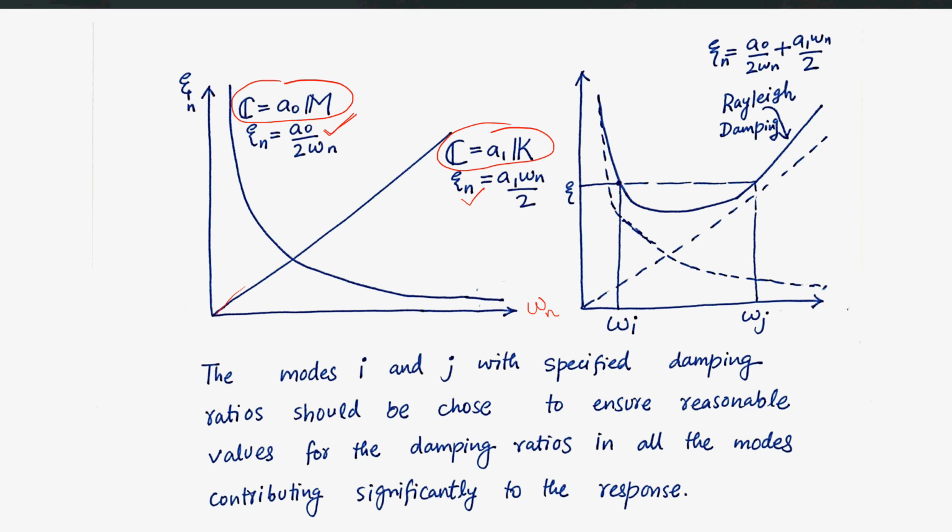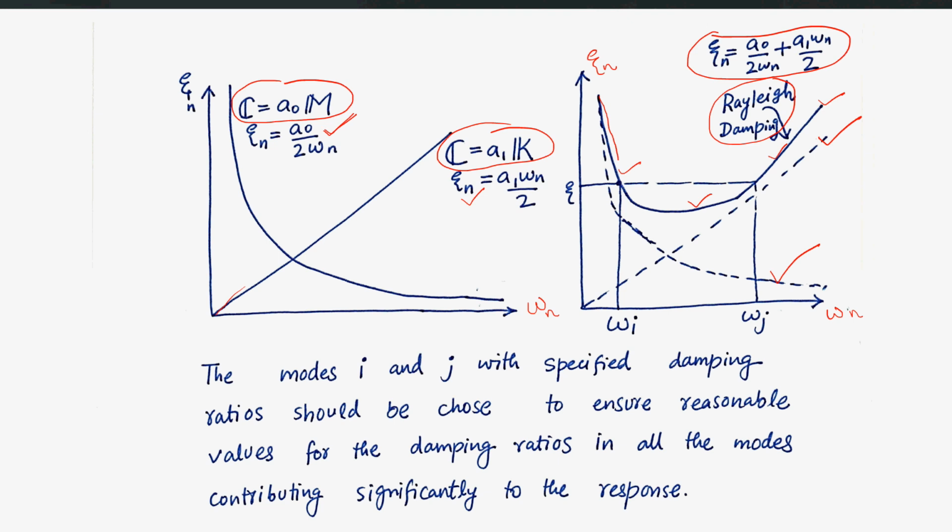But if you add these two, which gives you the Rayleigh damping, in that case the modal damping will be this. So if you plot this term with xi n on the y-axis and omega n on the x-axis, you will get this solid line. The dotted lines show the two components. This one is the mass proportional damping and this one is the stiffness proportional damping.